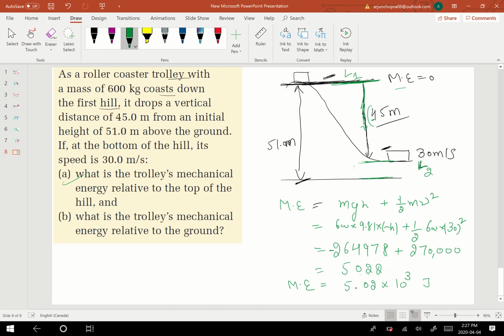Mechanical energy relative to the ground is again potential energy plus kinetic energy. Potential energy with respect to the ground is mgh. Now, we're moving in the upward direction, so height is considered positive: 600 times 9.81 times the height. The height in this case will be 6, because 51 minus 45 gives me 6 meters. Plus half times mass, again 600, times 30 squared, because at location 1 it is still moving at 30 meters per second.